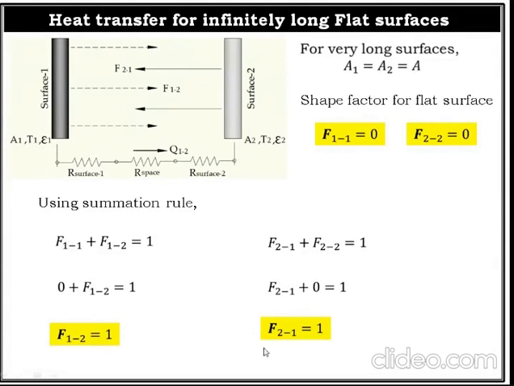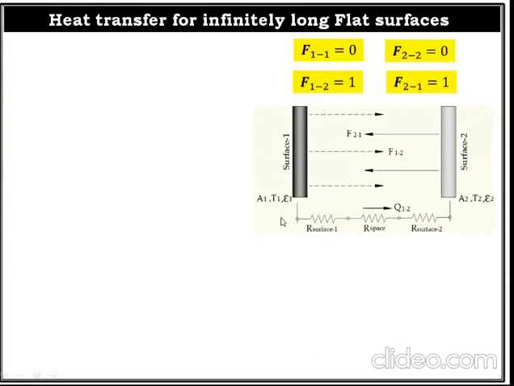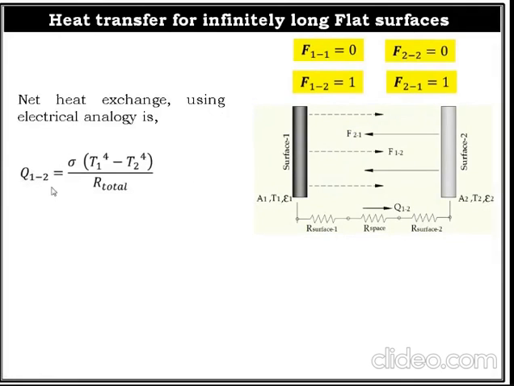So we get the 100%. So F12 is 1, F21 is 1. Now this is our schematic, and these 4 shape factors we know now. Now, net heat transfer using electrical analogy. So Q1 to 2, we are only considering heat transfer from 1 to 2.